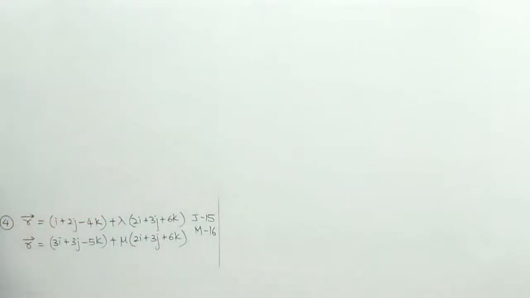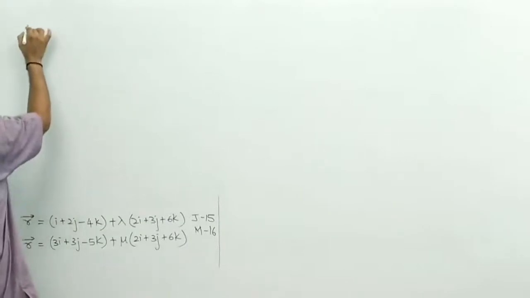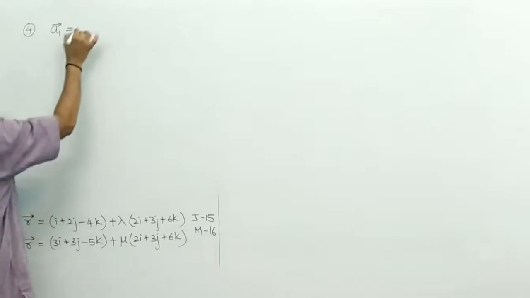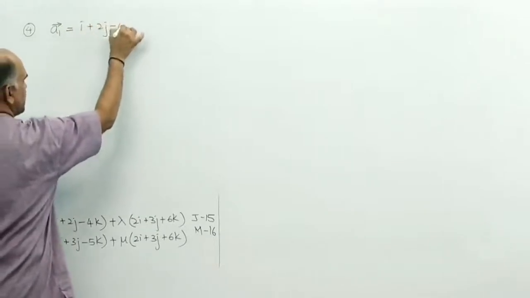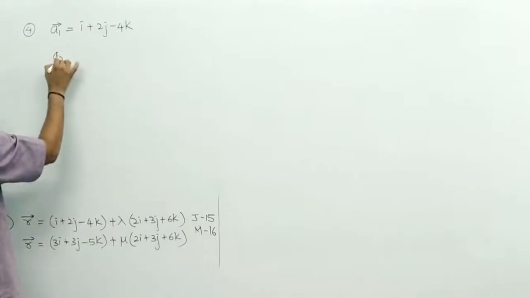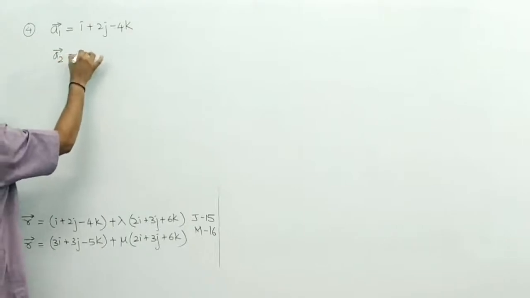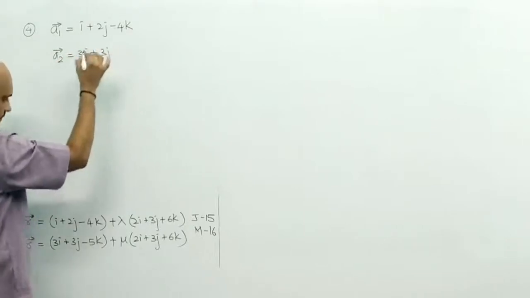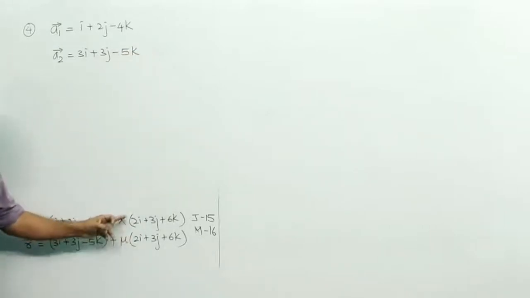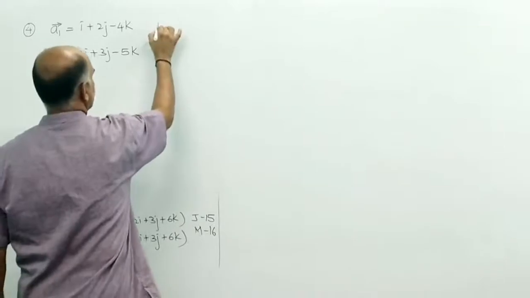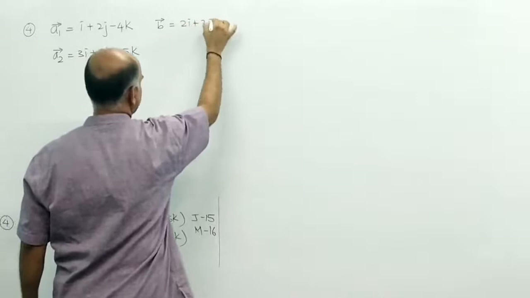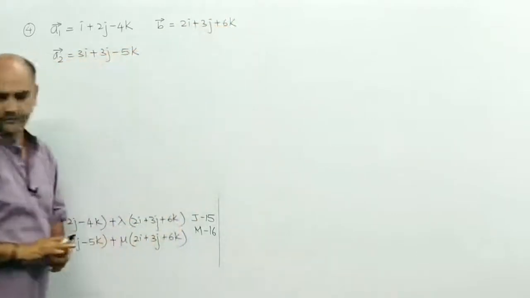So again I will note down A1, A2 and B. So the fourth one: A1 is equal to i plus 2j minus 4k. A2 is equal to 3i plus 3j minus 5k. And B is the same in both, which denotes a parallel line. So B is equal to 2i plus 3j plus 6k.